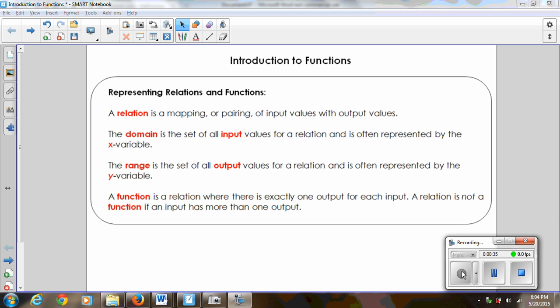A function is a type of relation where there is exactly one output for each input. A relation is not a function if an input has more than one output. So if we're talking in terms of x and y, if you look at a table of values, for example, and you see that the x value of 2 produces an output of 3 and also an output of 5, then it's not going to be a function. You want to make sure that all of your x values are unique. The y values are allowed to repeat, but the x values aren't.